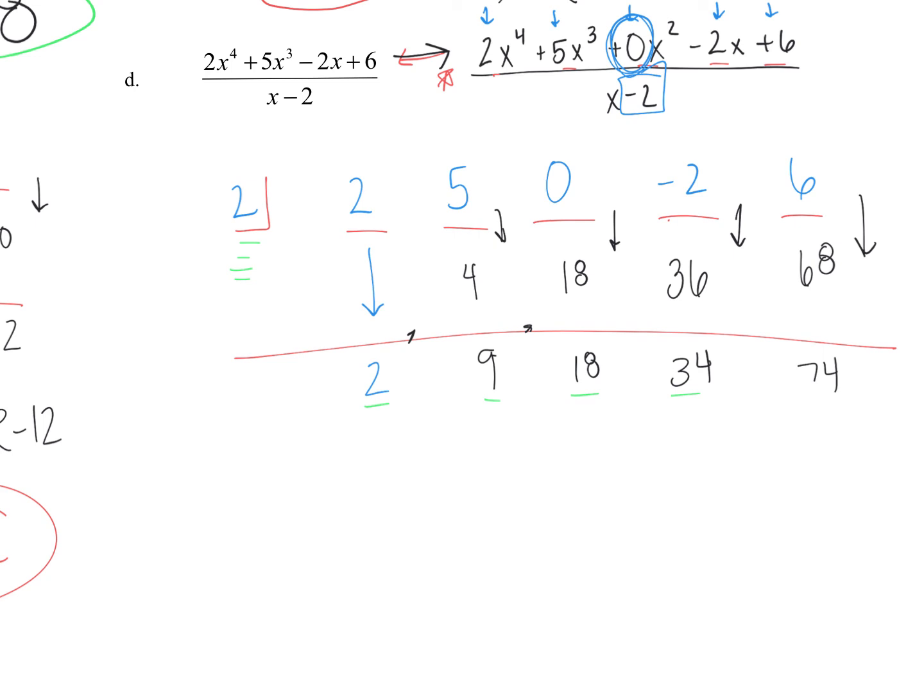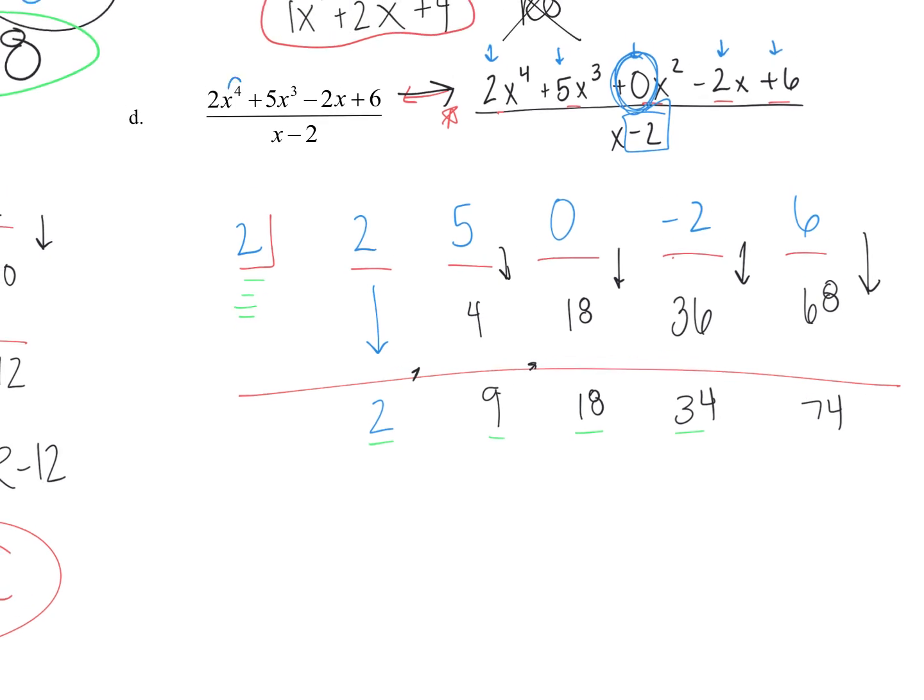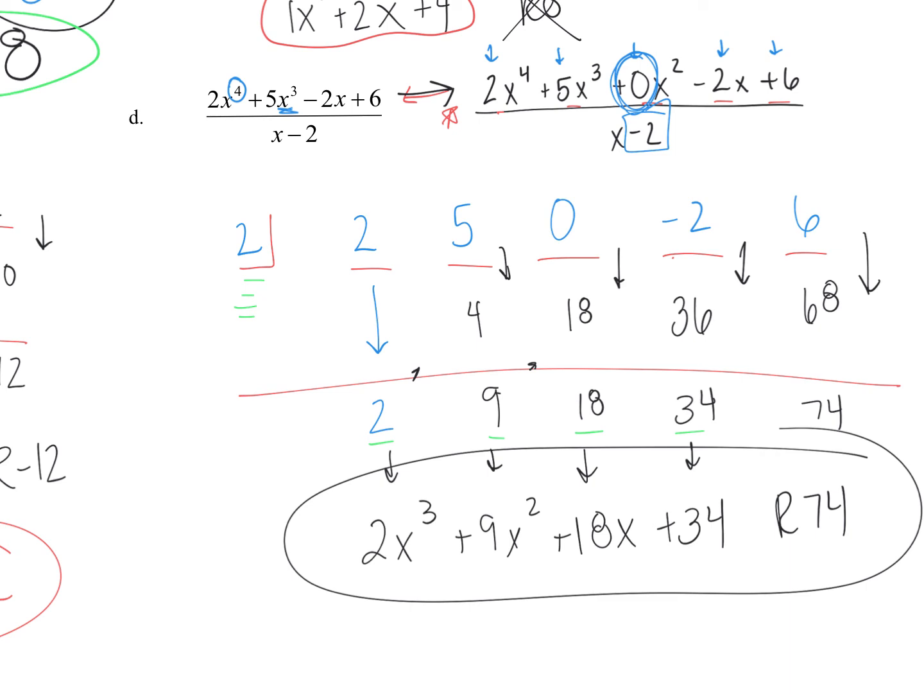Now, important, my example starts with an exponent of 4. So I know that I need to drop it down 1, right? So x to the 4th, the one that comes under that is x to the 3rd. So that's how I'm starting my answer. So I have 2x to the 3rd plus 9x squared plus 18x with my last number being a constant, which is just 34, with a remainder of 74. Okay? So that's how we complete problems like that.